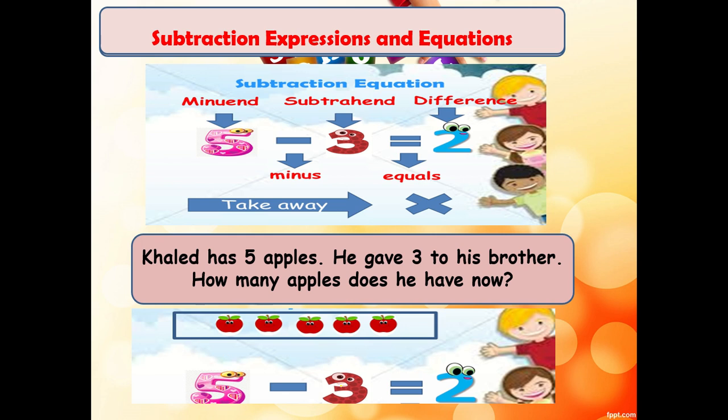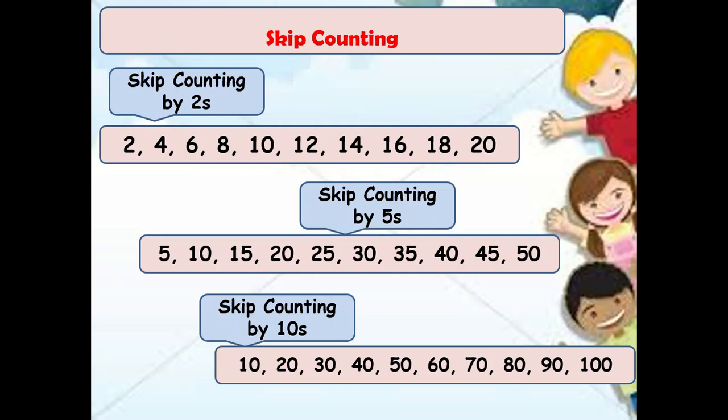When we say subtraction, we will take away, or we will cross out. So let us do it here. Cross out how many apples? 3 apples. And how many apples does he have now? It is 2. Very good. So the subtraction equation in this story is 5 minus 3 equals 2. Very good. Let's proceed to skip counting.